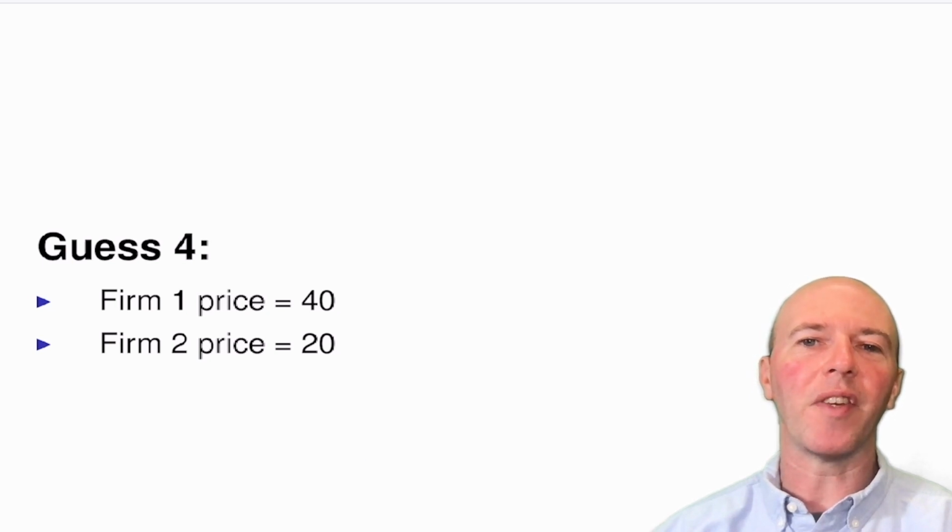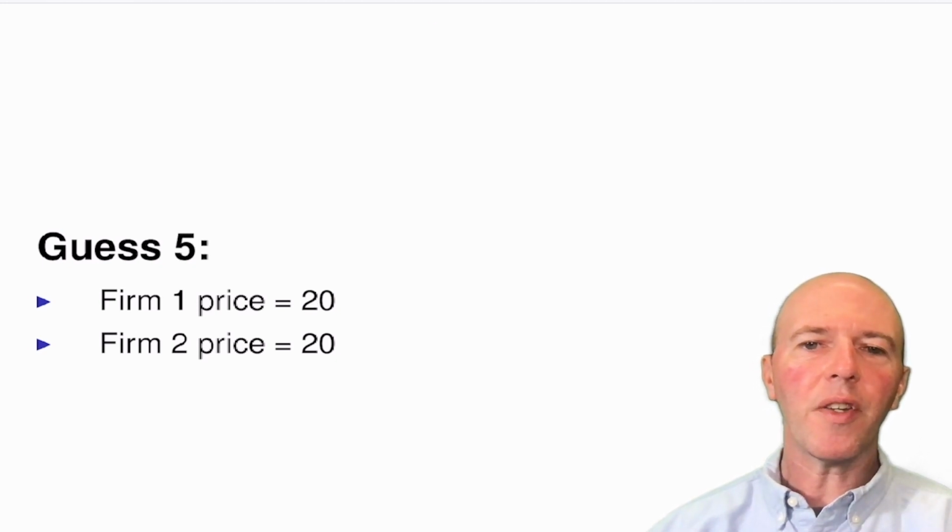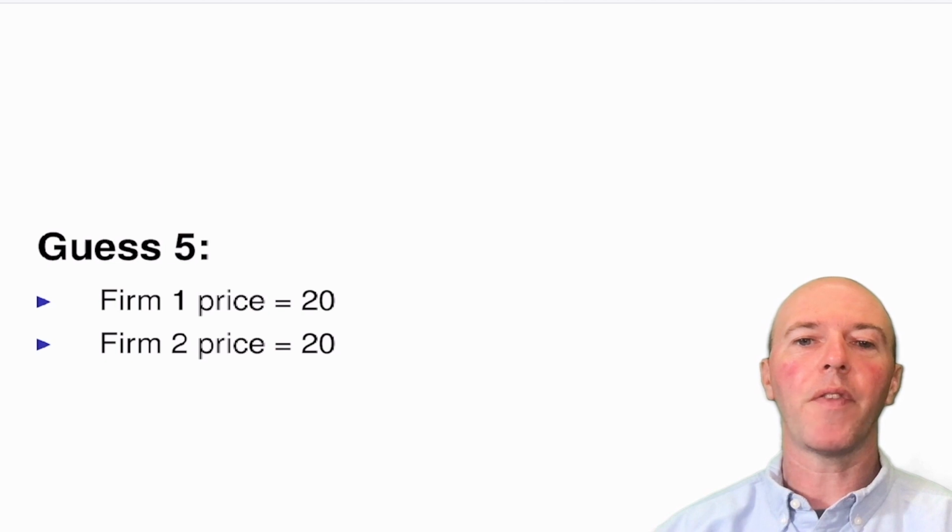But firm 2 does have an incentive to deviate. Right now, they're making zero profits. And if they raise their price to 30, 35, 38, they would be making positive profits. And again, we don't have to figure out the best response to this. We just have to figure out any alternative that gives them higher profits. So we've covered all the cases except the last one, which is what if they both set a price of 20? This is not very good for the firms.